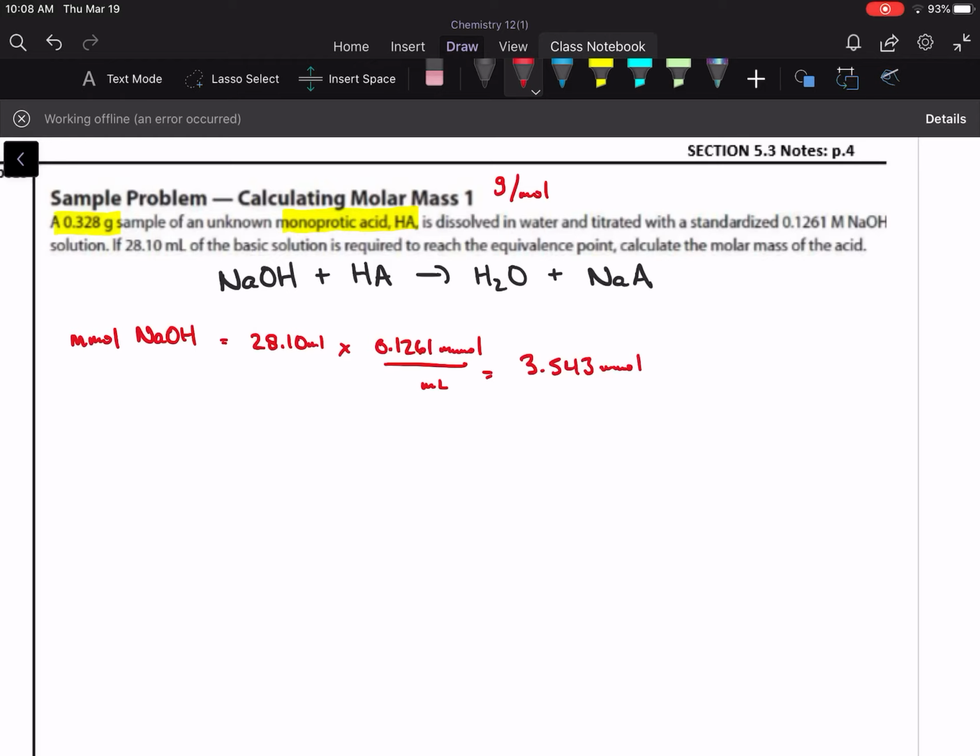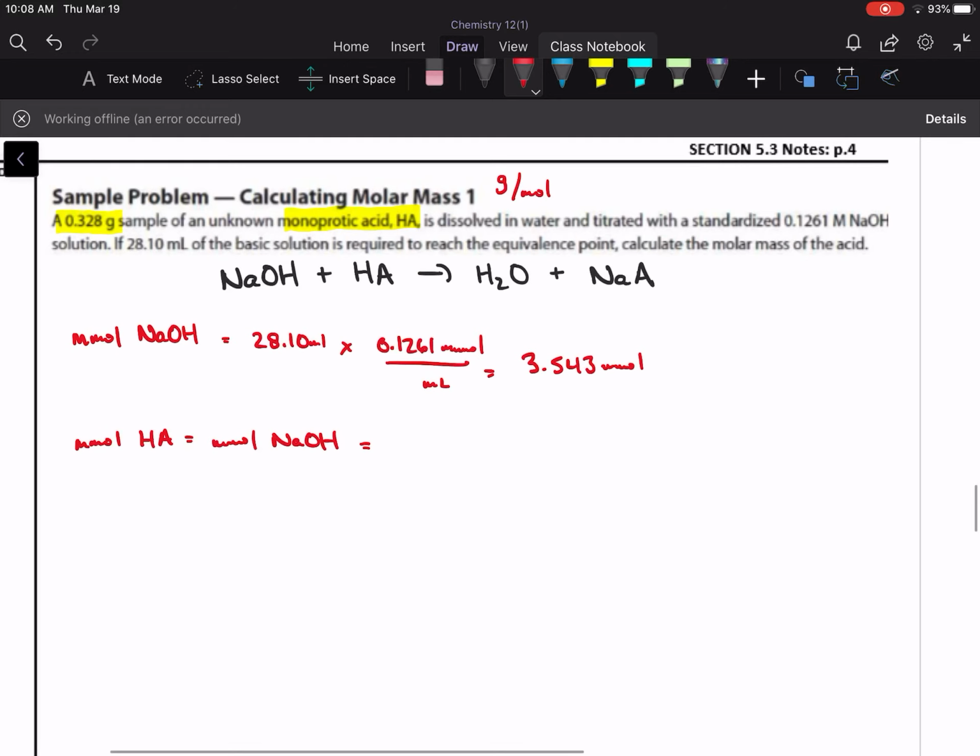My millimoles of my unknown acid is going to be equivalent to the millimoles of sodium hydroxide because they're reacting in a 1-to-1 mole ratio. And so my millimoles of HA is going to also be 3.543 millimoles.